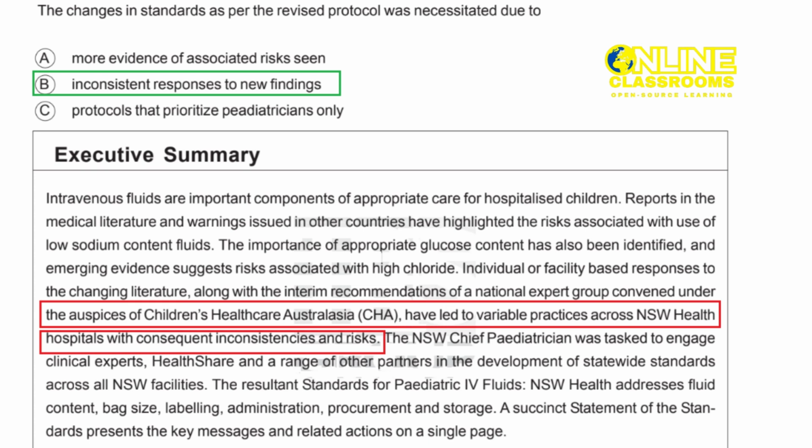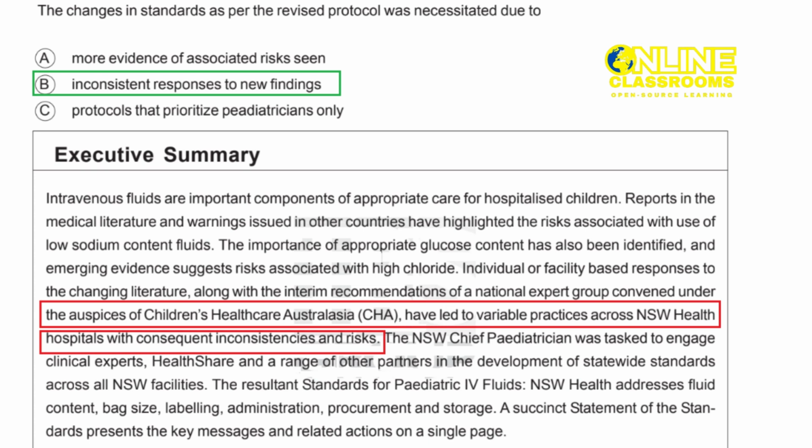A. More evidence of associated risks seen. This option suggests that the changes in standards were primarily driven by an increase in evidence showing associated risks. However, the passage does not explicitly state that more evidence was the sole reason for the changes. It mentions that risks were highlighted in medical literature and warnings from other countries, but it doesn't specify that the changes were solely due to more evidence.